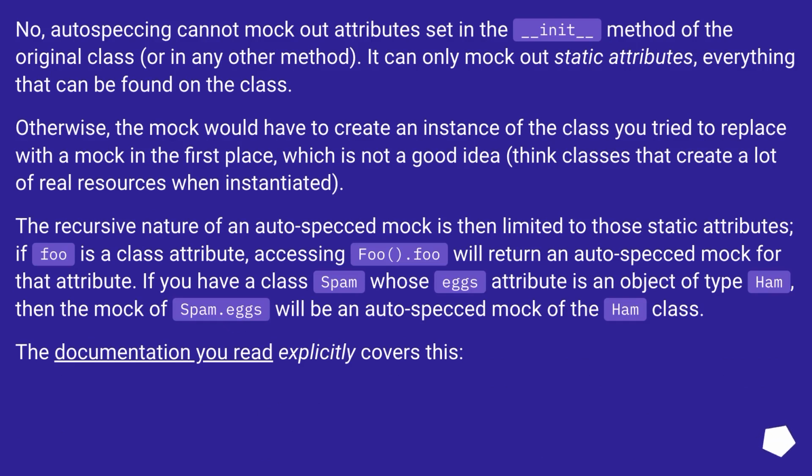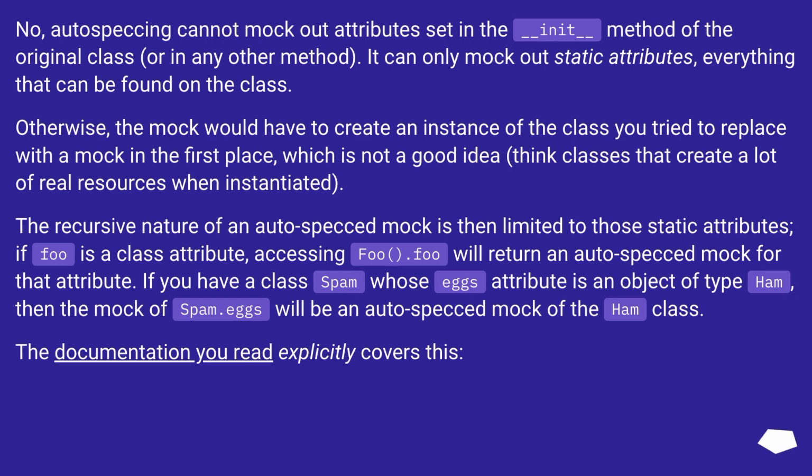No, autospeccing cannot mock out attributes set in the __init__ method of the original class, or in any other method. It can only mock out static attributes, everything that can be found on the class. Otherwise, the mock would have to create an instance of the class you tried to replace with a mock in the first place, which is not a good idea. Think classes that create a lot of real resources when instantiated. The recursive nature of an auto-specified mock is then limited to those static attributes.